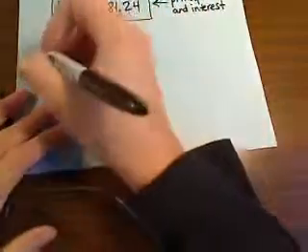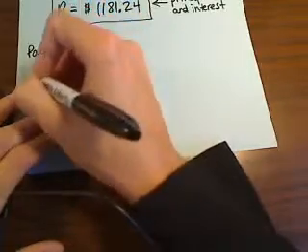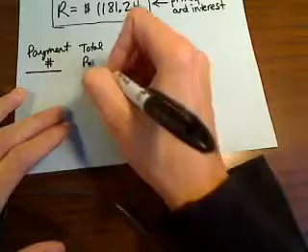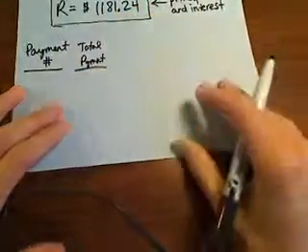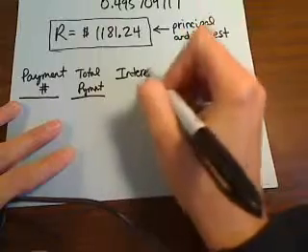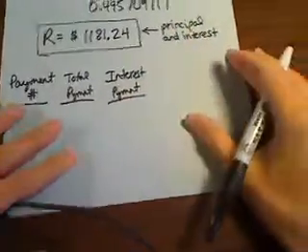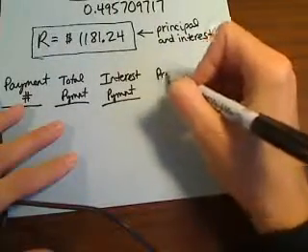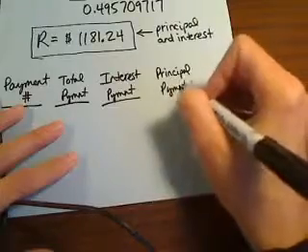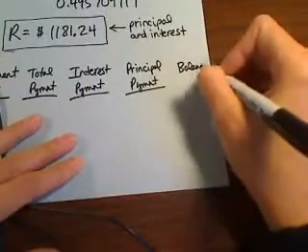So this chart, they have a payment number, and then they have the total payment column. Then they have a column for the interest payment. I'm just abbreviating the word payment there. And then principal payment. And then we want to know the balance of the principal.